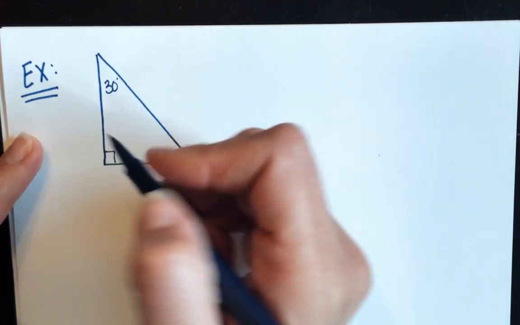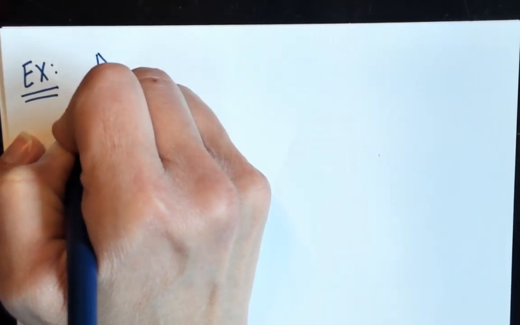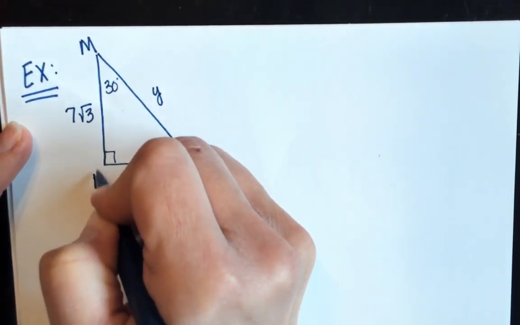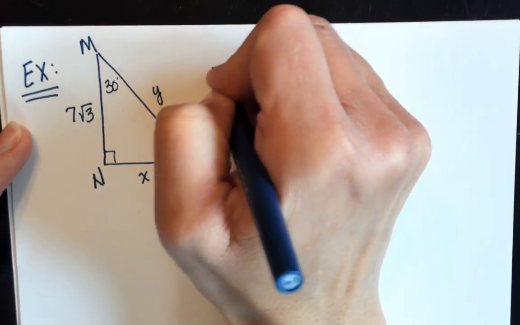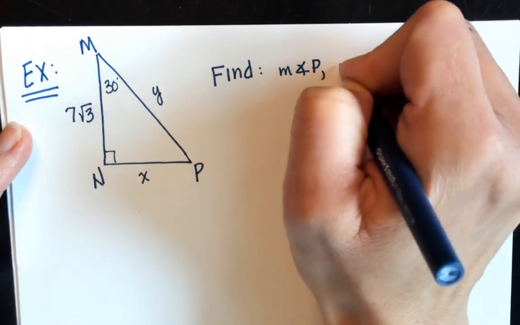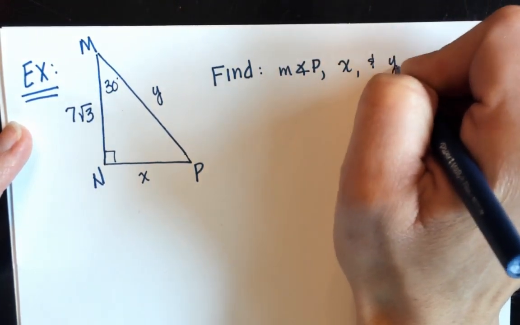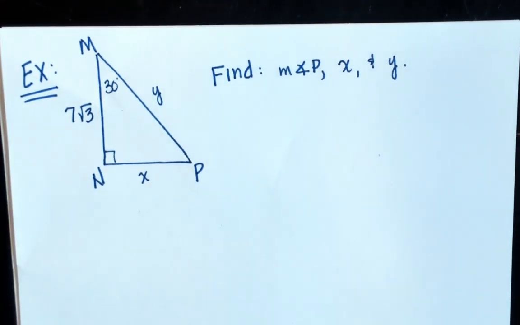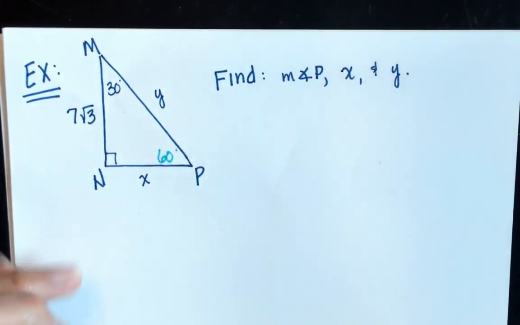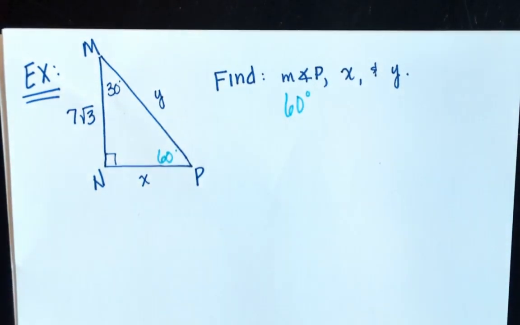And I lied. It's going to be 3 examples just to prove a point. All right, so we want to find the measure of angle P, X, and Y. Again, just to stress that we need to know what our angles are. It's very important to know where they're at. So the measure of angle P is going to be 60 degrees.